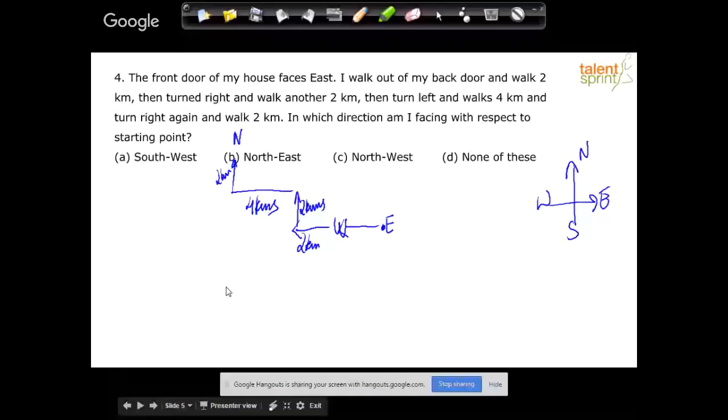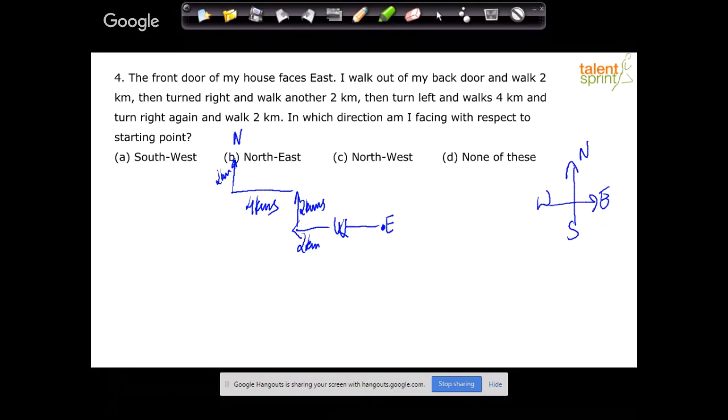Okay, so if you notice his final position, he is actually in the north direction. Now, in which direction is he facing? If you compare with the default diagram, he is actually in the north direction. Now, if you compare, like I said, he's in the north direction.